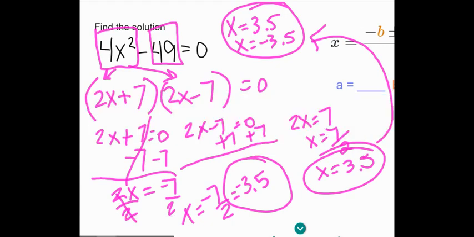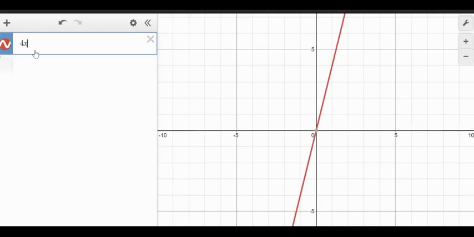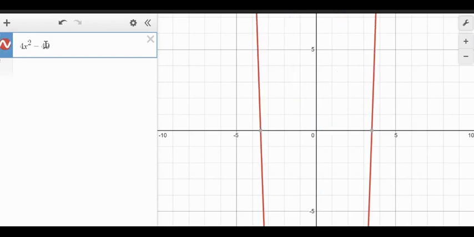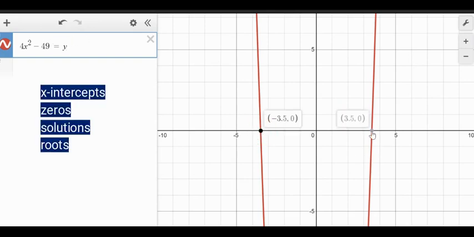So anyway, I want to go to Desmos really quick, just to show you that this does work. So I have 4x squared minus 49 equals y. Let's take a look at the x-intercept. Notice we have negative 3.5 and positive 3.5.